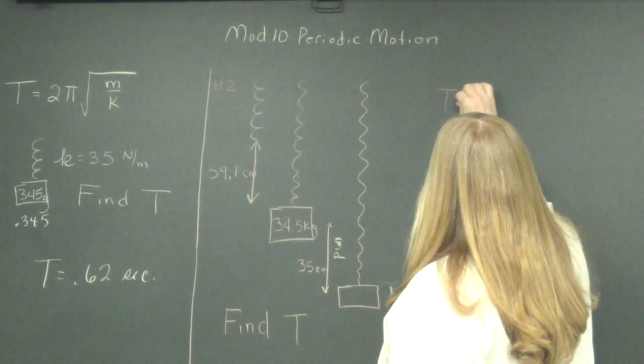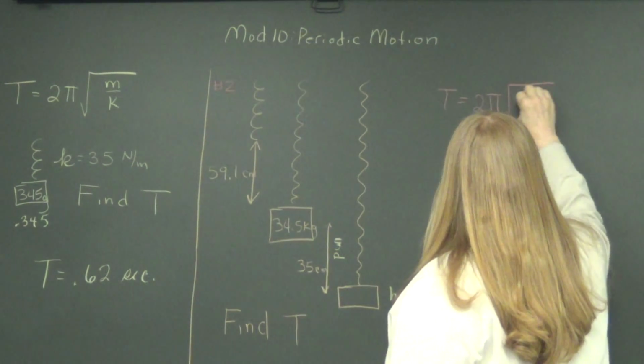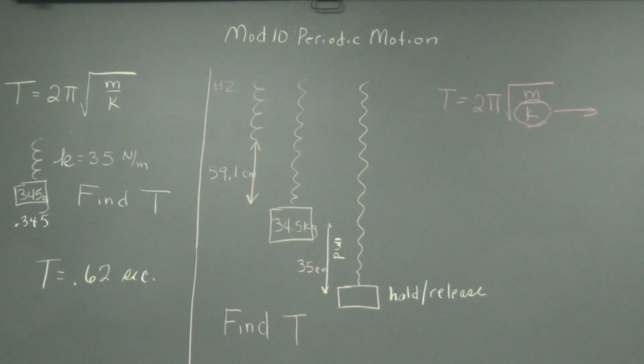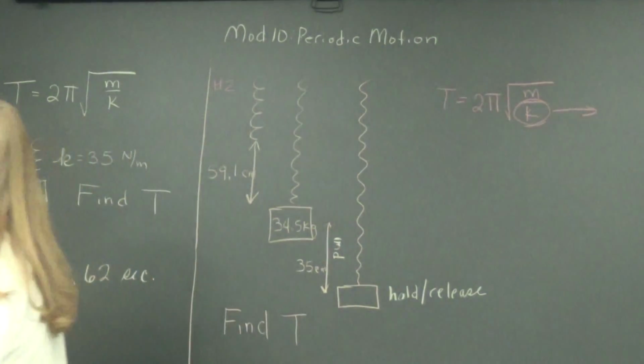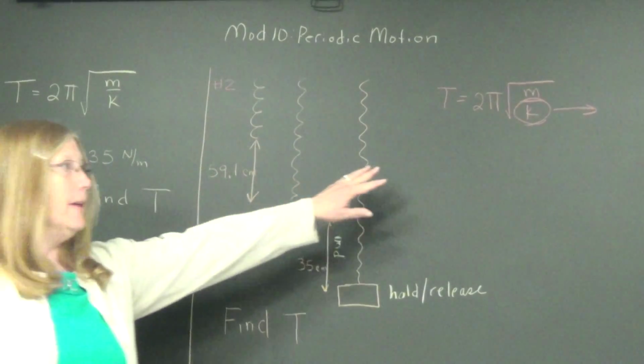So we start with your formula. This is what we're looking for. We know mass, but we do not know K. So you're going to have to go over here and find K before you can complete the problem. Can I peek at your K? Raise your hand when you got the K part so I can peek at it.